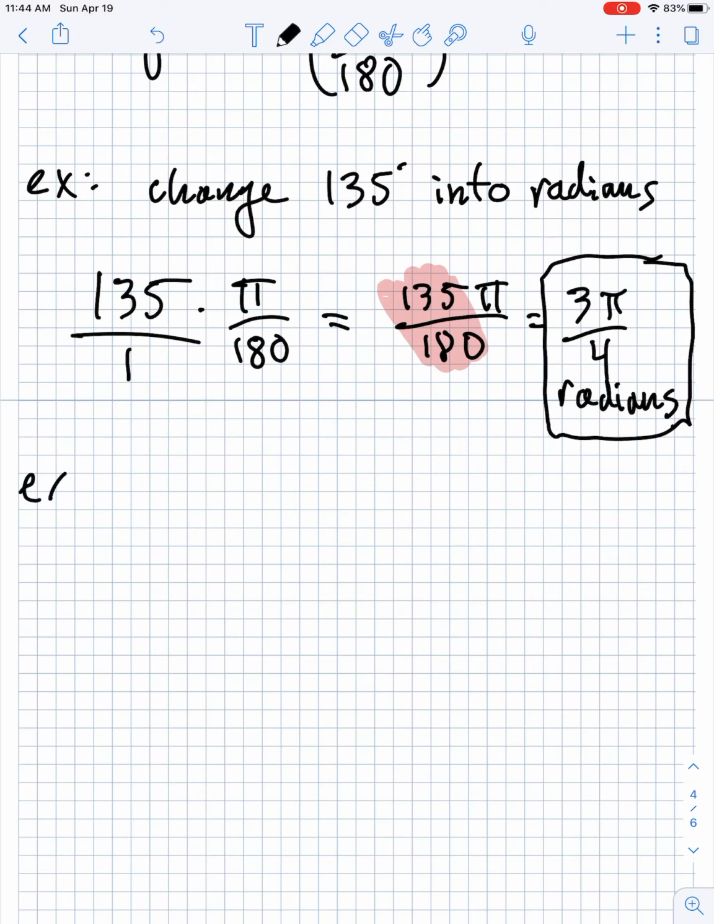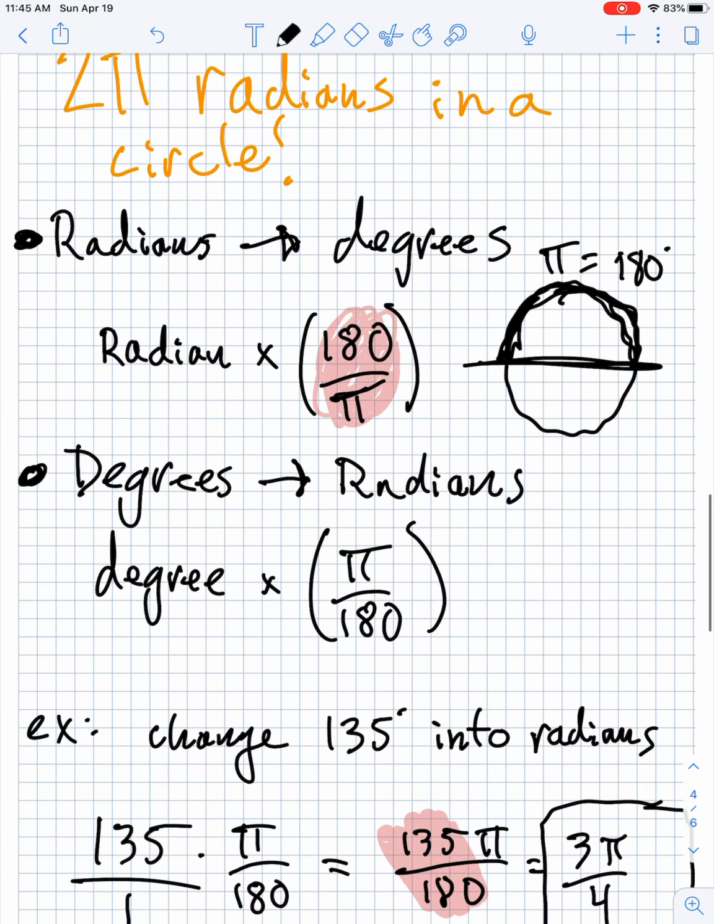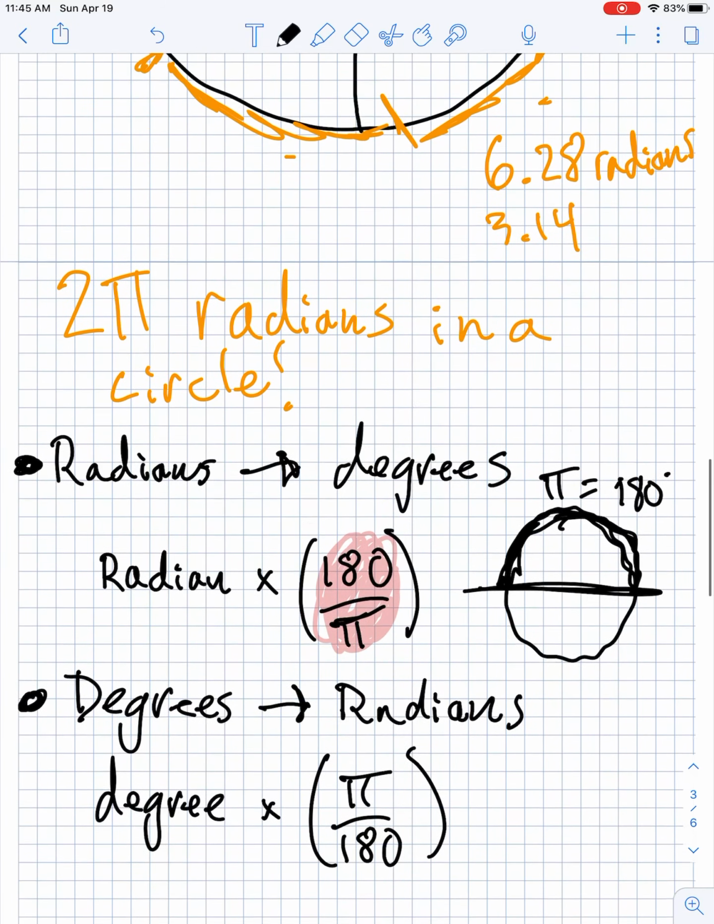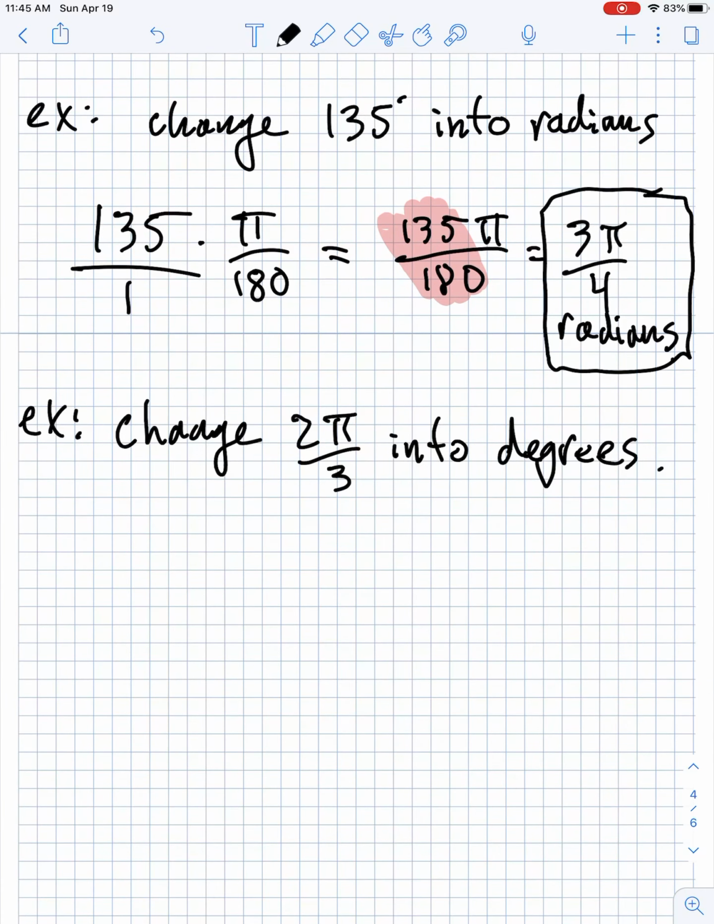Next example. Change, I'm just going to make up a radian, 2 pi over 3 into degrees. So back up here, radians into degrees, I need to multiply by 180 over pi. That's usually where people make mistakes with this, is they forget, was it 180 over pi or pi over 180, and they do the wrong one.